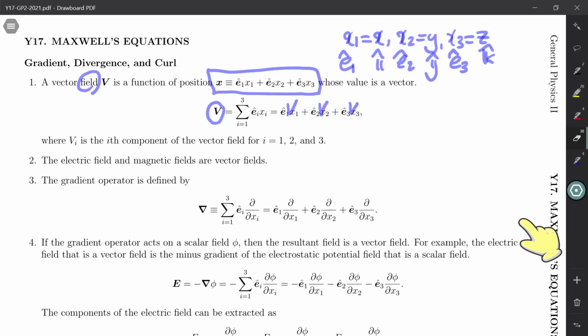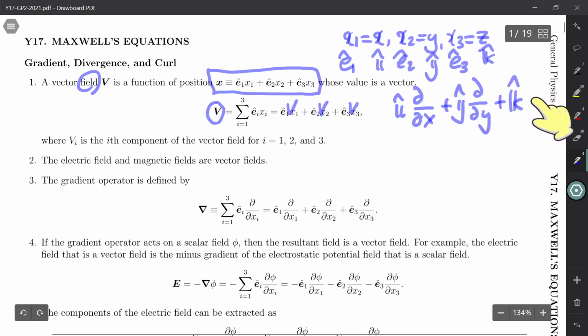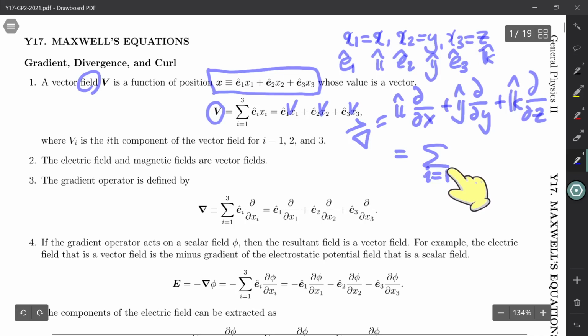The electric field and magnetic fields are vector fields. Next, the gradient operator. We learned that it is i hat partial derivative with respect to x, j hat partial derivative with respect to y, and so on. But if we use e1, e2, e3, then we can express it this way and make use of the summation notation: e_i hat, partial derivative with respect to x_i, sum over i.